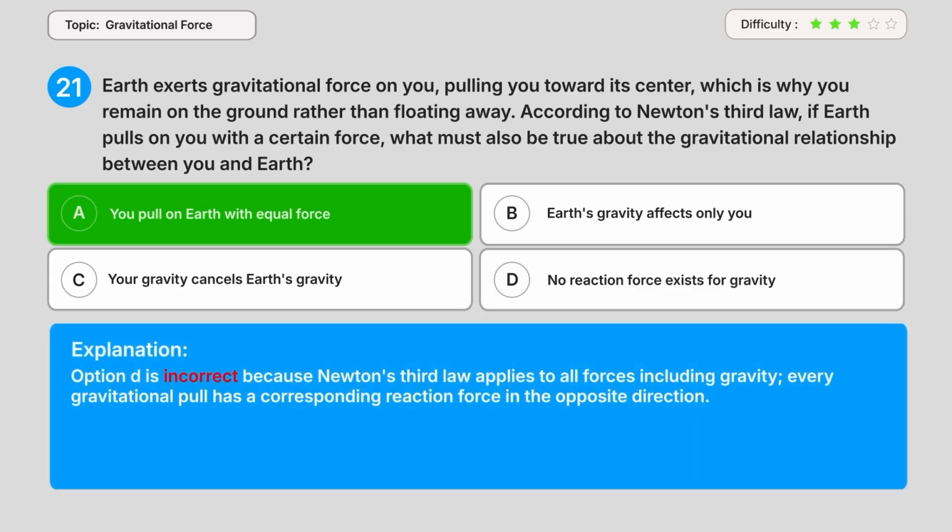Option D is incorrect because Newton's third law applies to all forces including gravity. Every gravitational pull has a corresponding reaction force in the opposite direction. Earth pulls you down with gravity. You feel it constantly. It's why you don't float away.